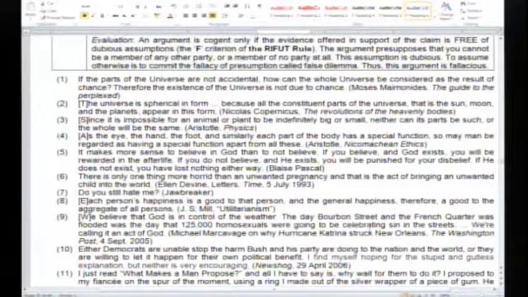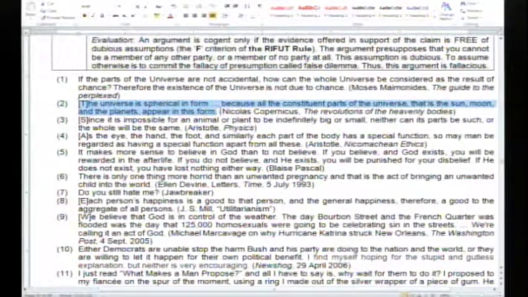What's the conclusion of the argument that's asserted in number 2? The universe is spherical. Exactly right. And how do you know that? Because all the constituent parts of the universe appear in this form. Now, what specifically is in the passage that lets you know that that's the conclusion? Because "because" is a premise indicator, which means that what follows it is going to be the premise, which means that this thing that went before it is going to be the conclusion. I mean, you've got to look at it that way.